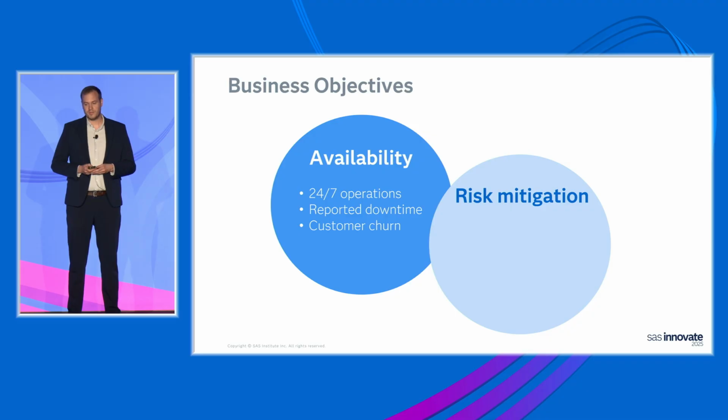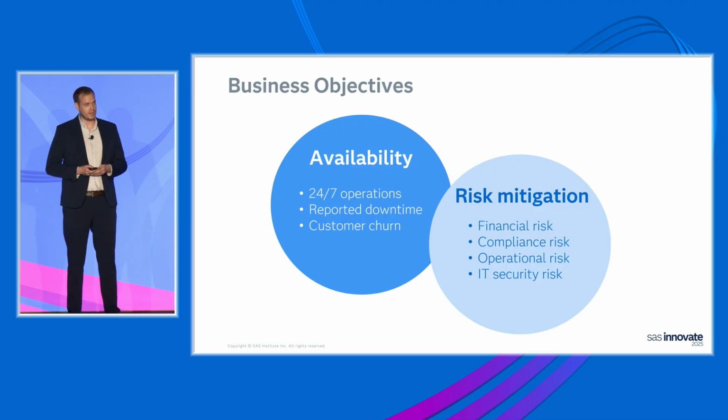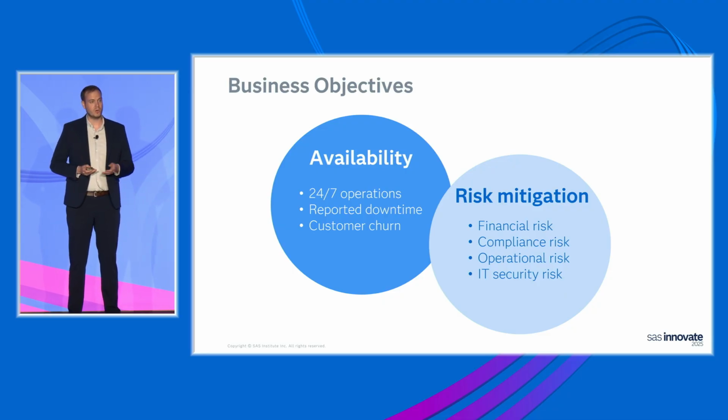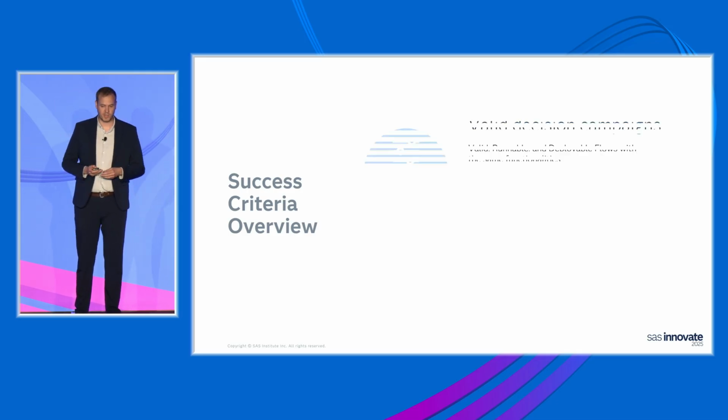And of course, with the risk mitigation that is coming from this, if you are losing customers, you will also lose money, so you will have financial problems. And if you are using a system which is down many times, or is just outdated, compliance, operational, and IT security risks will also come. Our goal was very clear. We would like to mitigate these risks or eliminate them as much as possible, if we can. But let's see how we define the success criteria in this project.